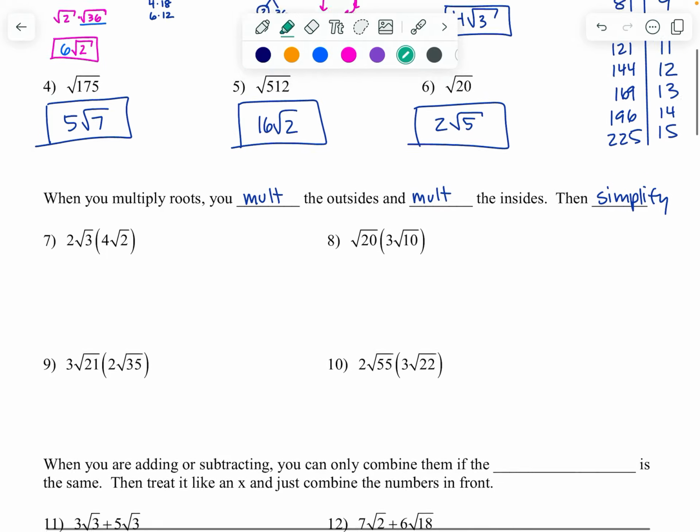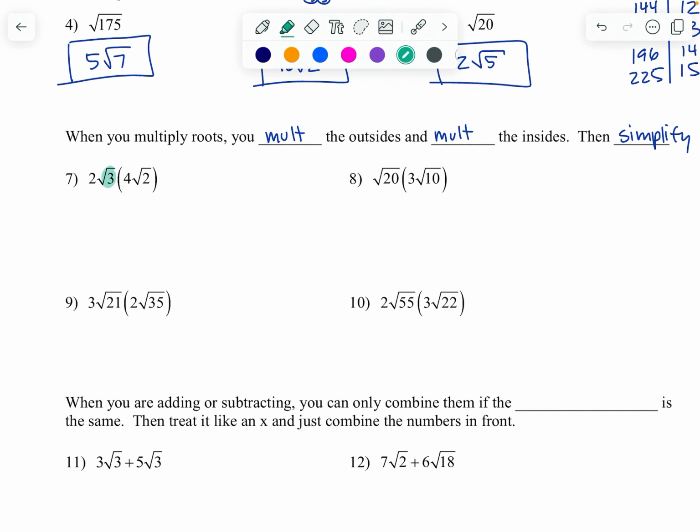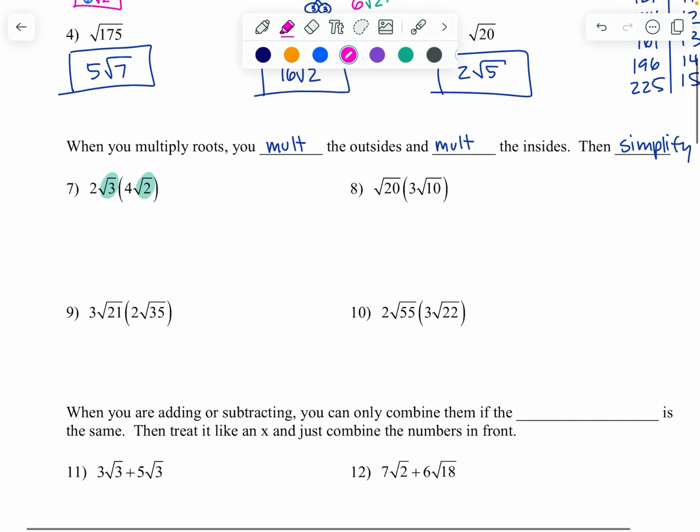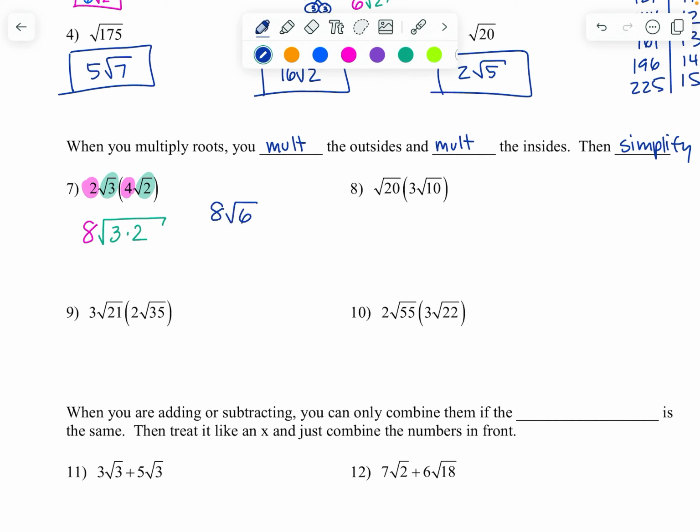So let's see. I'll try to keep my colors the same. I have a root 3. I have a root 2. On the outside, I have a 2 and a 4. So definitely just multiply the 2 and 4 right away. That's going to give me 8. But when I do my roots, I usually go ahead and write my 3 times 2 and make sure that everything is already prime factors. And both of these are prime. There's no pairs. So I can go right ahead and say my answer must be 8 root 6 here.